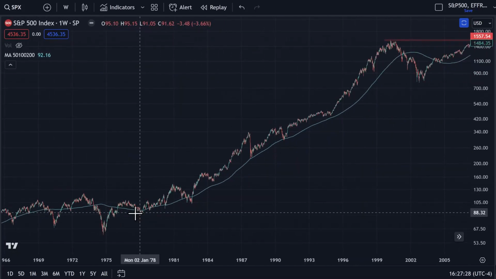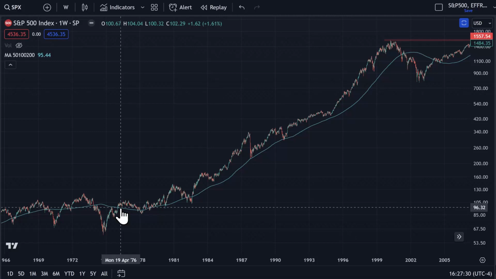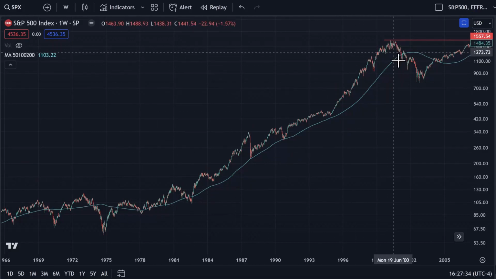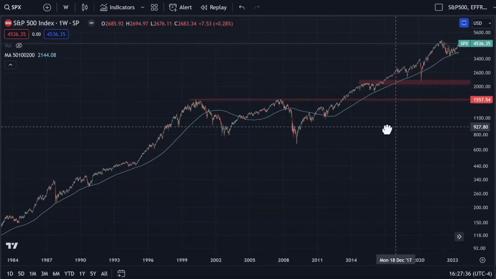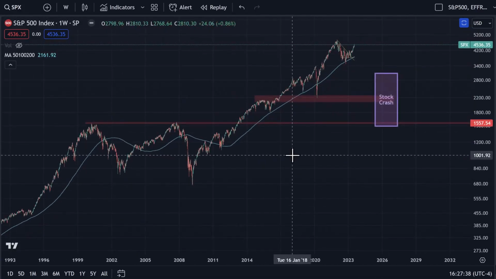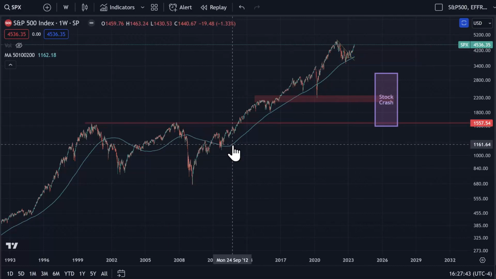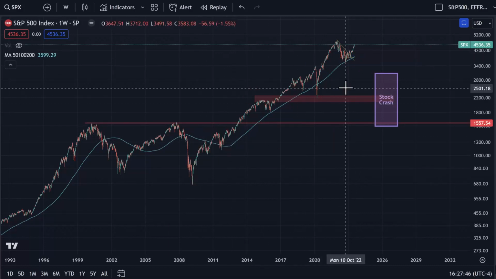And we haven't really seen much of one since the late 70s, all the way until 2000 when we had the dot-com crash, and then 2008. So the real question here is not if we're going to see it drop below the 200-day moving average ever again. It's more like when. When is that going to occur?